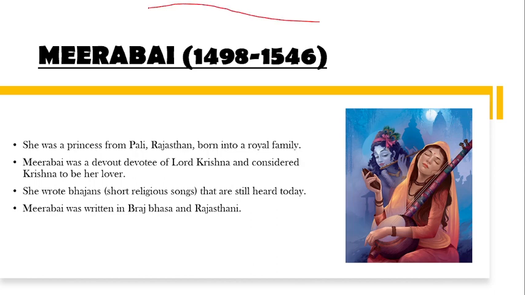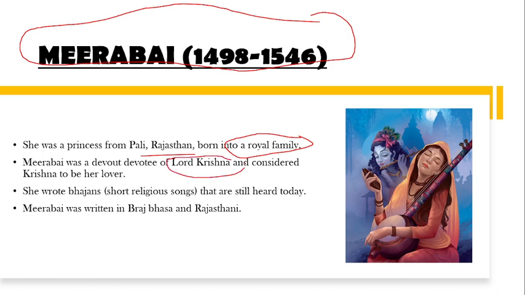Mirabai, 1498 to 1546, was a princess from Pali, Rajasthan, born into a royal family. She was a devotee of Lord Krishna and considered Krishna to be her lover. She wrote bhajans, short religious songs, which are still heard today. Her work was written in Braj Bhasha and Rajasthani.